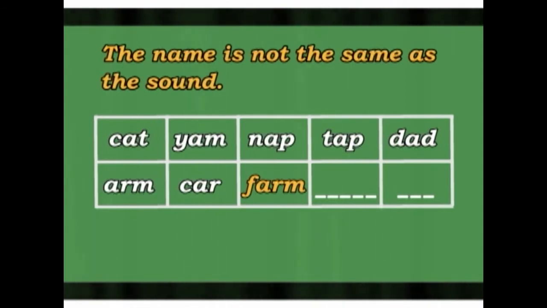How would you spell the word start? S-T-A-R-T. But how would you spell the word lap? L-A-P. Now this sound R is usually, as I said, spelled A-R. But we do have some exceptions.